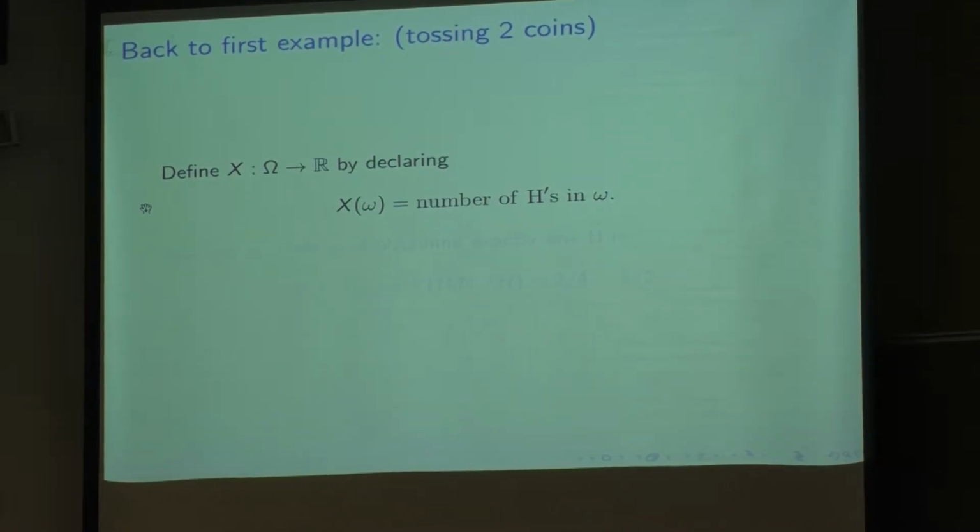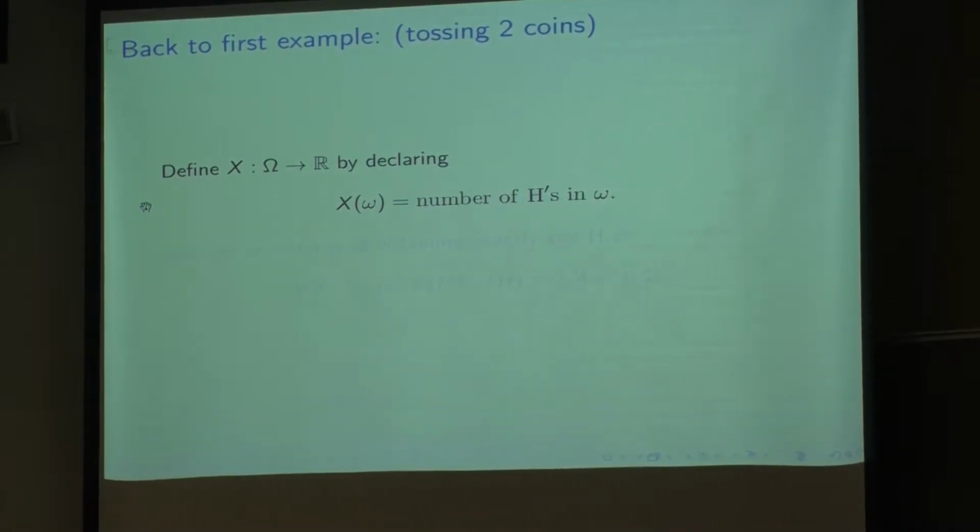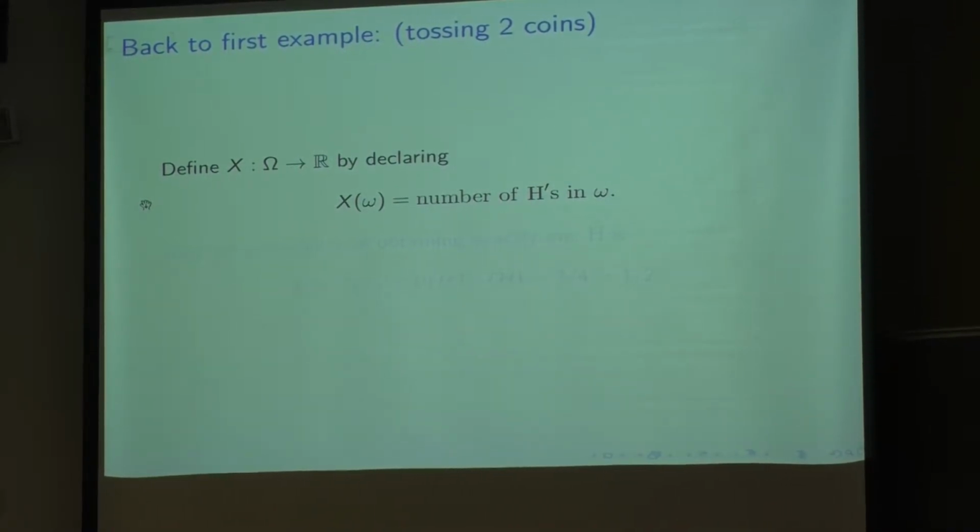So let's go back to the first example I gave you. So we were tossing two coins. We had a set omega consisting of 4 outcomes. And now I can say X of omega, I'm defining a random variable on that probability space. And how do I define it? I have to give you a function X from omega to the real numbers. And then I say, okay, X of something is the number of heads in that outcome.